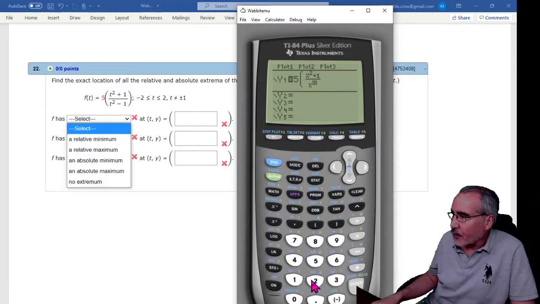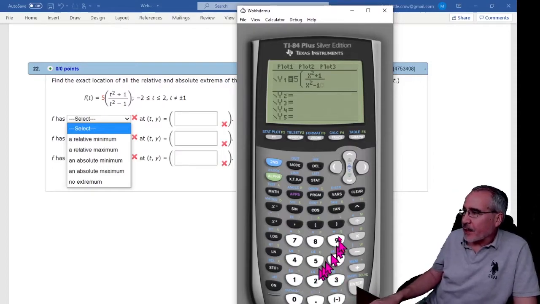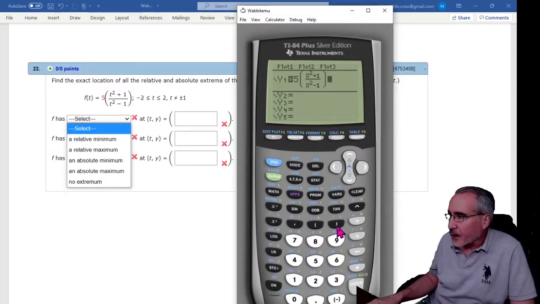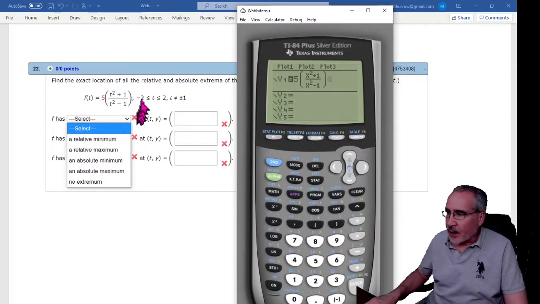And then we want to make it squared, minus 1, subtract 1. Make sure you use the right type of negative here. And we come over here and then we put our other parentheses. Okay, so that's t squared plus 1, t squared minus 1. That's all looking good. Our domain's going from -2 to +2.